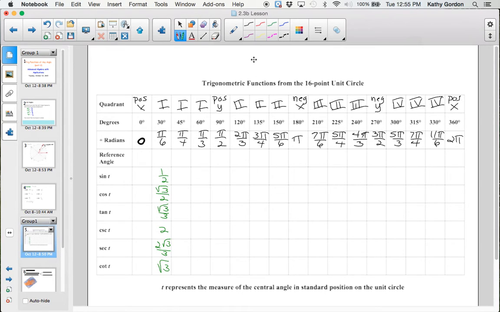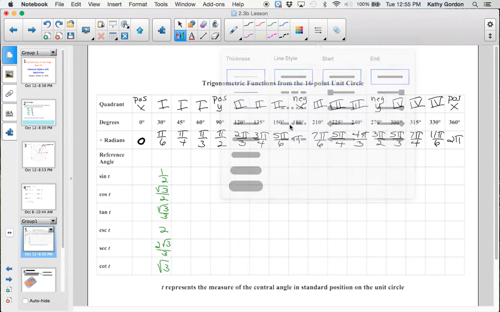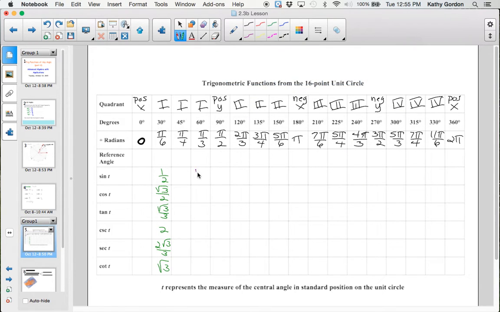Okay, let's go with 60, since that's probably in the same place in your notes. What is sine of 60? Oops, hang on a second. I want to make this skinnier so it fits better. Alright, so √3/2. Cosine of 60? 1/2. Tangent of 60? √3. Cosecant? Secant? And cotangent.